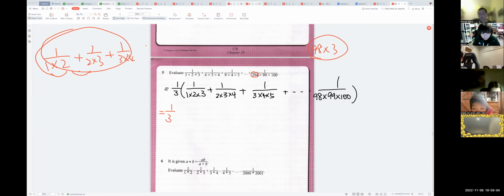So this 1 over 6 equals 1 over 6. This one equals 1 over 24. So this one equals 1 over 60. So I want you to copy this down. This is another formula. So this one equals what? Equals 1 over n minus 1 over.